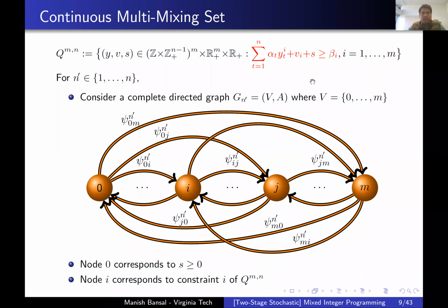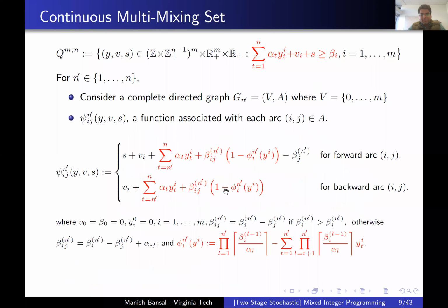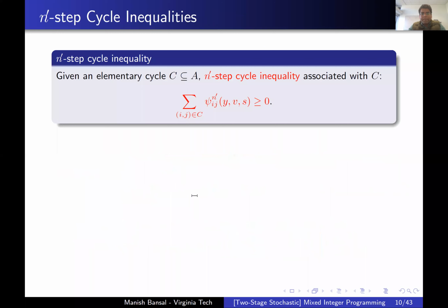And we also associate a linear function psi n prime ij with each arc ij of this graph G, which in its compact form is written like this. We don't have to get into the details, but it's a compact form because it has this integer valued function, and it also has this recursive remainder function up here. But the result is much simpler than that.